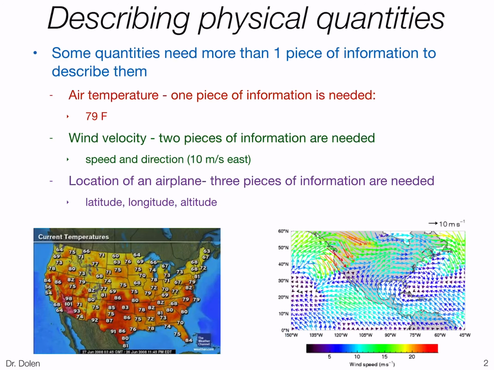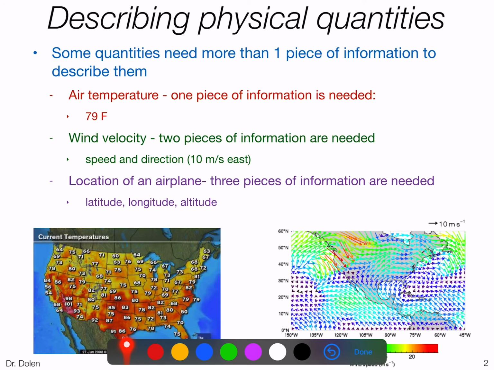Okay, so our goal here is to describe physical quantities. Often, we only need one piece of information to describe something, right? The temperature outside is 79 degrees Fahrenheit. That's all we need to know, right? Just one piece of information. And so we can do that with what is called a scalar, right? Just one piece of information is needed. And we can look at a map of the US, for example, and see that, okay, over in Chicago it's 78, but over in California it's 84 degrees, right? Every point in space has some temperature, but just one number is needed.